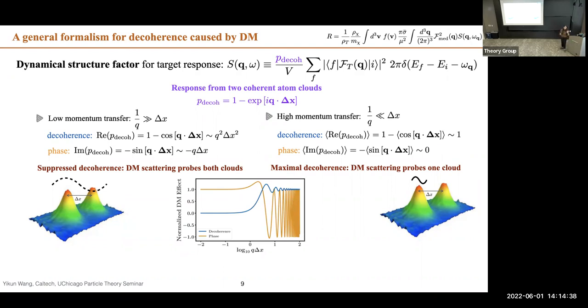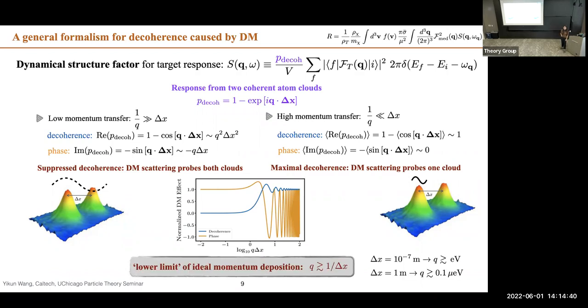Okay, so the takeaway message I want to give you from this slide is that this decoherence factor roughly tells us the ideal momentum transfer I want to reach. It is simply set by the characteristic scale delta x here. So it's better that my Q is larger than 1/delta x in order to only probe one cloud instead of two, to have a large decoherence and phase shift.